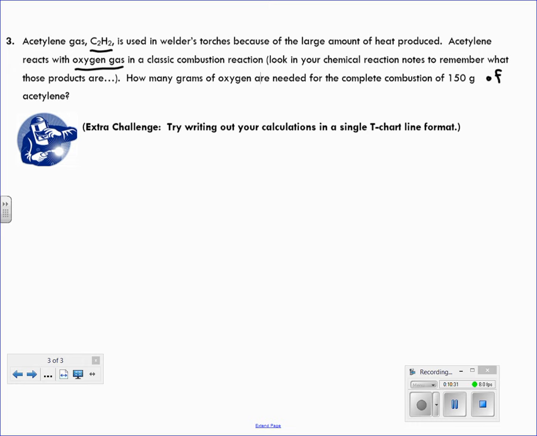Okay, so the first step is always to write the balanced chemical reaction. So C2H2, I know it reacts with oxygen. And it says this is a classic combustion reaction. Now, if you remember back to first semester, combustion always results in two things, CO2 and H2O. So now I need to balance it.